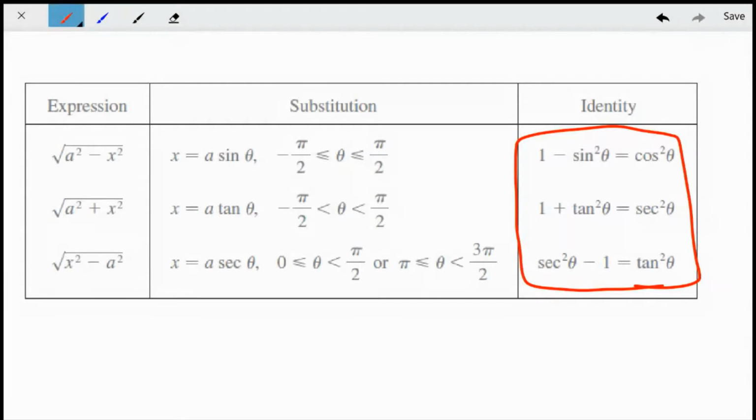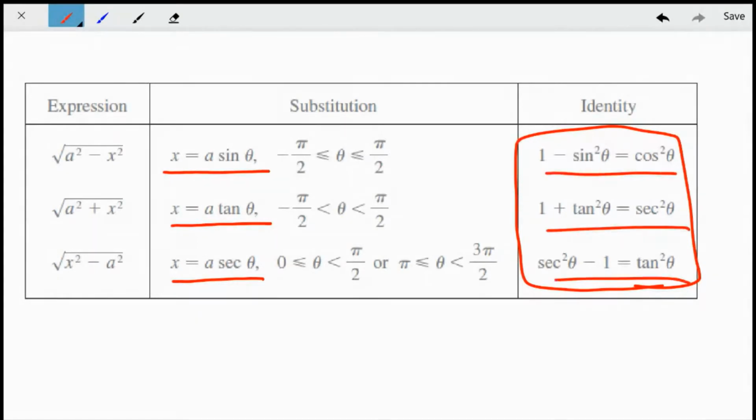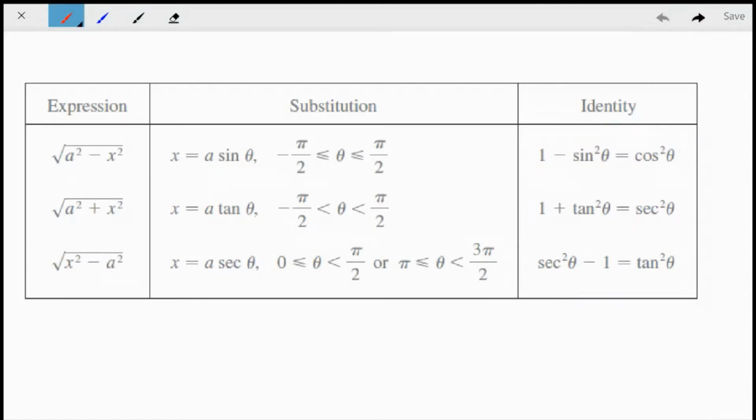So you can see that when we have the square root of a squared minus x squared, we're going to use x is equal to a sine theta. When we have square root of a squared plus x squared, we're going to use x is a tangent theta. And when we have square root of x squared minus a squared, we're going to do x equals a secant theta. And the reason we're going to do that is because it's going to allow us to take advantage of these three identities, and that's going to allow us to rewrite our integral in a simplified form. Okay, so I wanted to give you that on the front end so that when we start actually working through these problems, you can kind of see what we're getting at and where these substitutions are coming from.